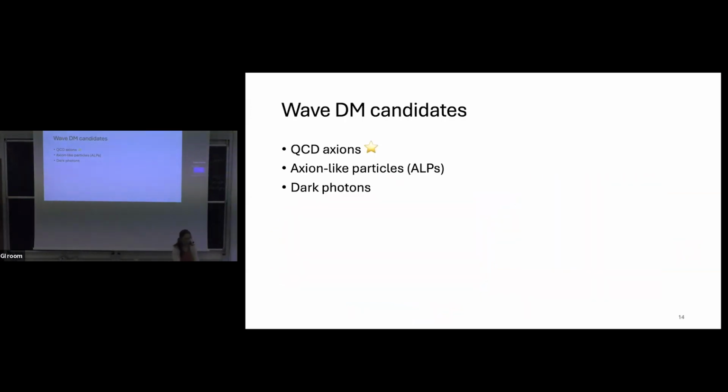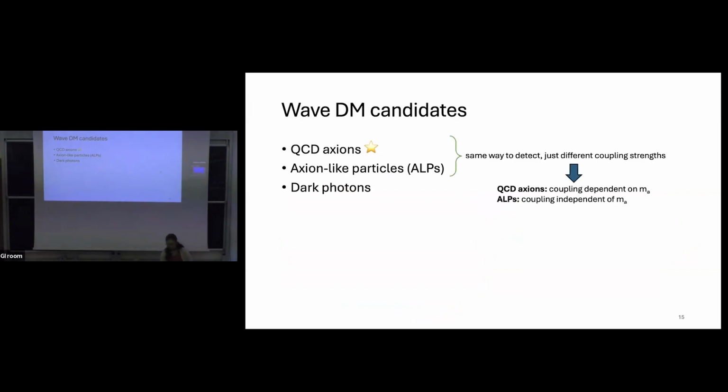Okay, so what are the actual candidates that we can think of when we're talking about wave dark matter? You can think of lots of different things, but I'll just talk about three. We have QCD axions, which I think is pretty much everybody's favorite candidate because they solve the strong CP problem, which you'll hear about a little bit later. Axion-like particles, which have basically the same quantum numbers as QCD axions, and then dark photons, which are vectors.